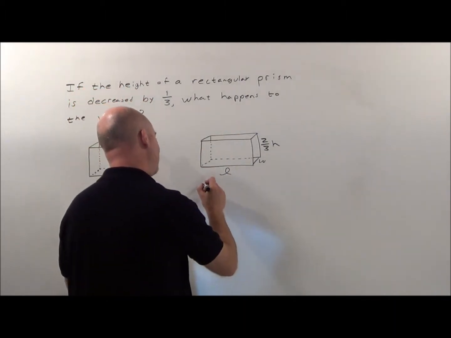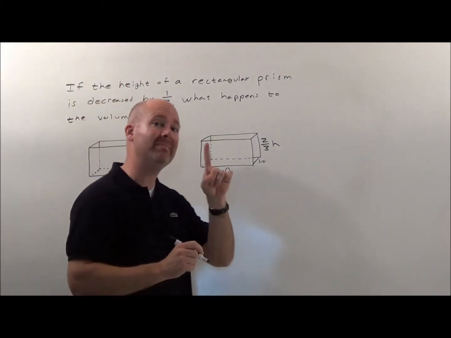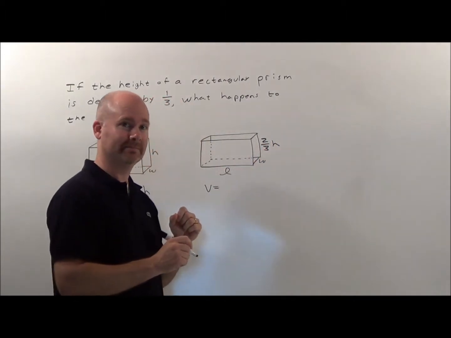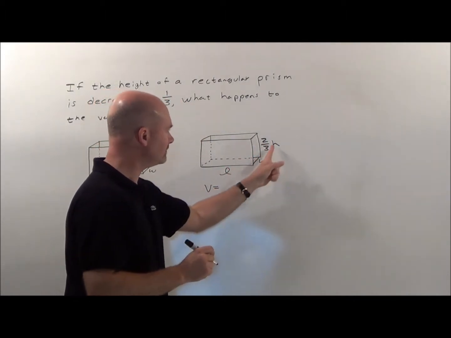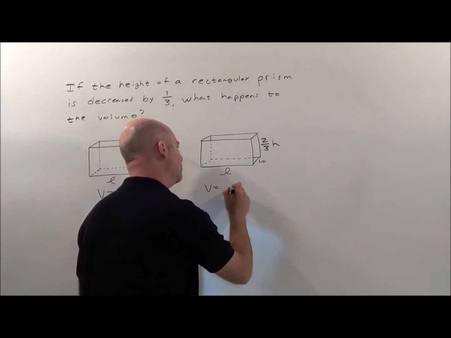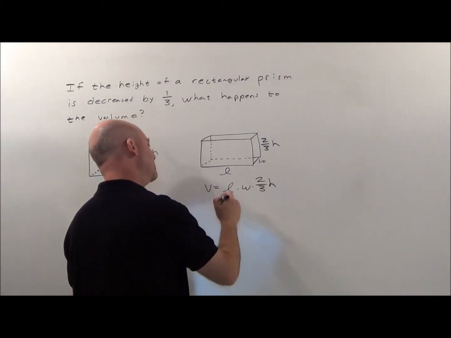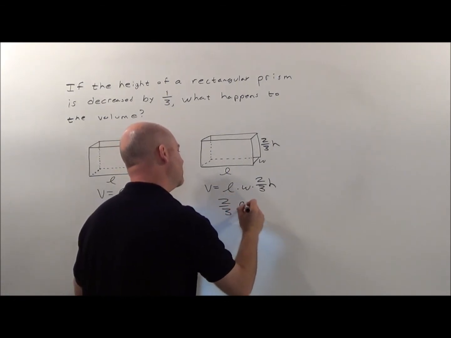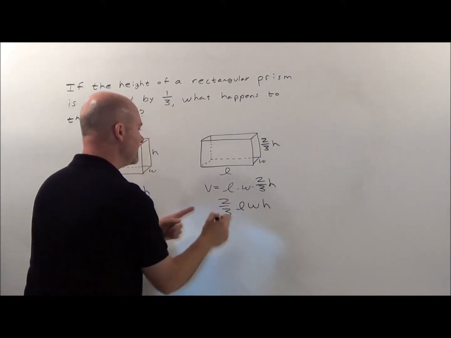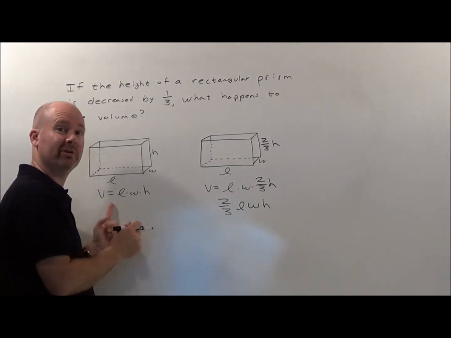So here we have the volume of this shape because we only messed with one piece. That one piece didn't affect the other. So this is still length times width times 2/3 height. If I bring the 2/3 out, we can see this guy's volume is only 2/3 of the original.